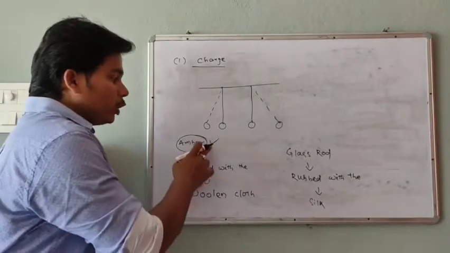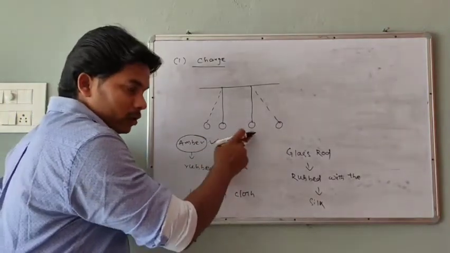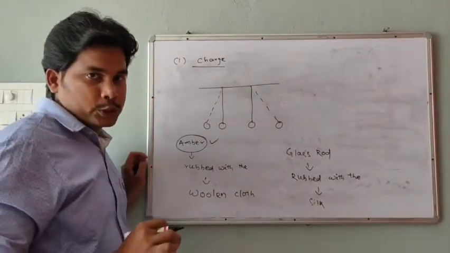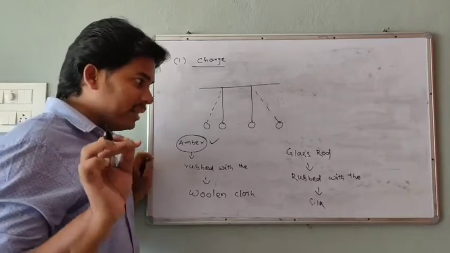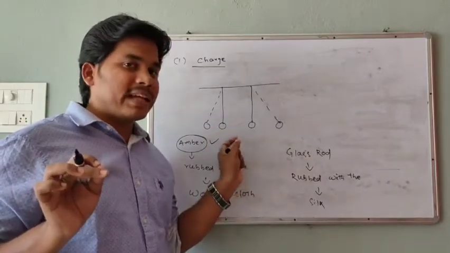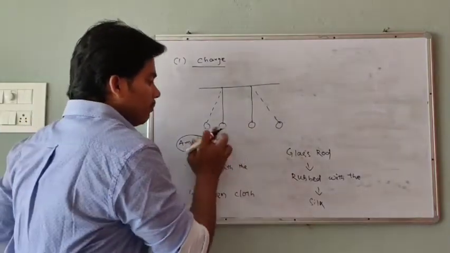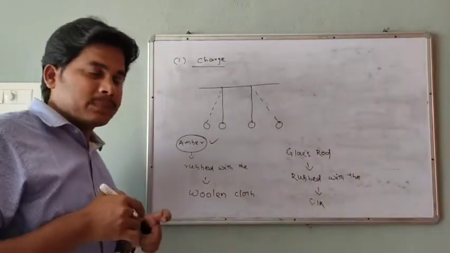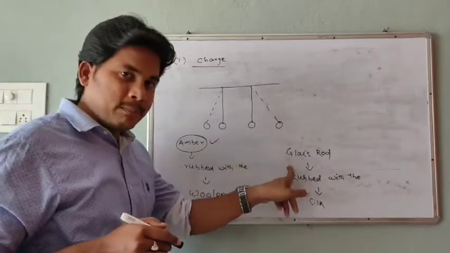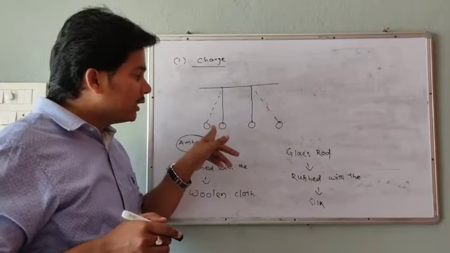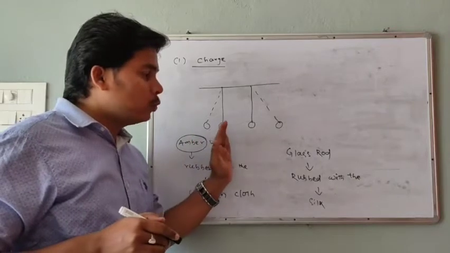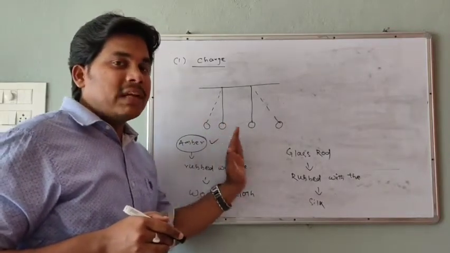Why? Because when we touch this amber with these two pendulums, these two will gain the same charge. Sorry, when these two pendulums are touched with the amber, those two will get negative charges, due to which they will be repelled with each other. If you do the same experiment with a glass rod, and touch these two pendulums with the glass rod, then again these two repel each other. This means that when two similar charges are there, they will repel each other.